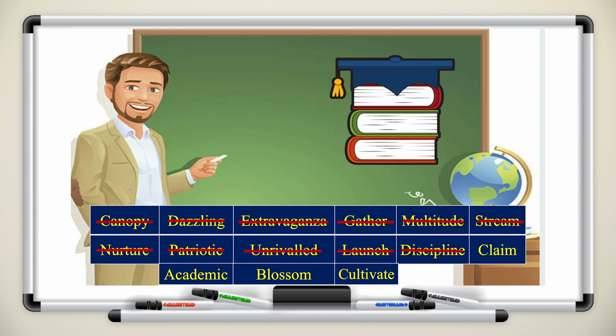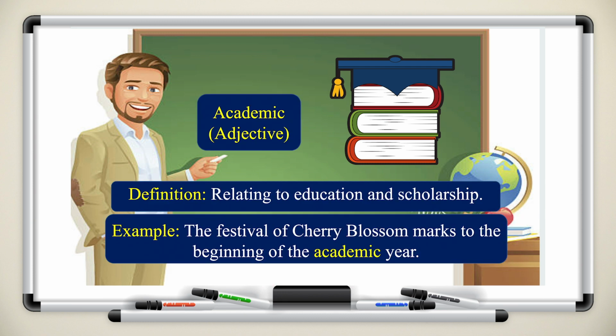This picture describes itself. Something related to education. Something related to studying. Now, there are books, and above these books, you can notice the graduation hat. So, look at the choices that you have, the words that we didn't cross yet, and try to guess. If you guessed academic, then you are correct.